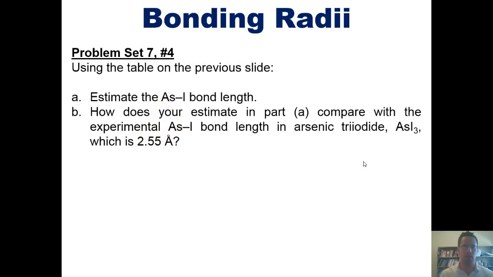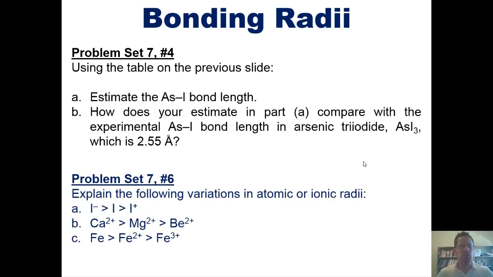That takes us to some problems. Using the table that I just showed you, estimate the arsenic-iodine bond length. Then see how well your estimate compares to the experimental bond length for arsenic triiodide, which happens to be 2.55 angstroms.